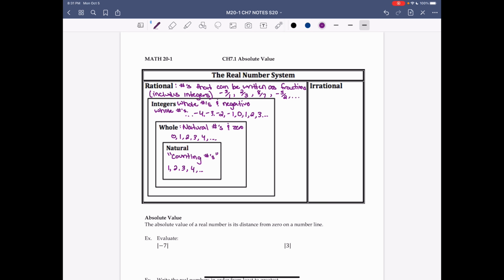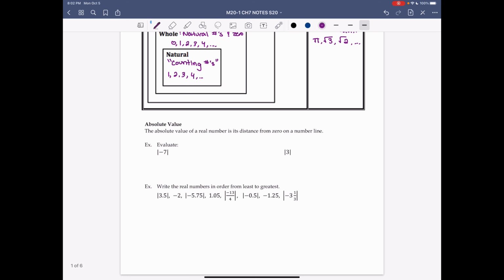Irrational numbers are numbers that can't be written as a fraction. Some examples are pi, square root 3, square root 2. So absolute value. The absolute value of a real number is its distance from 0 on the number line. Because we're talking about distance, it's going to be positive always.